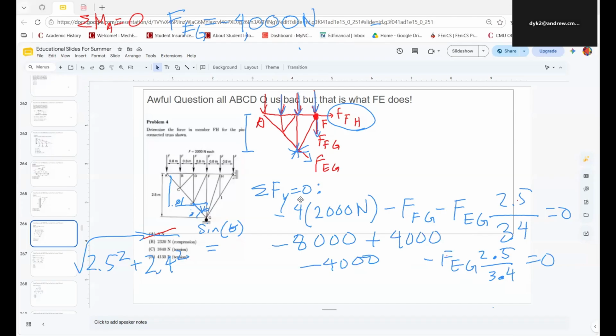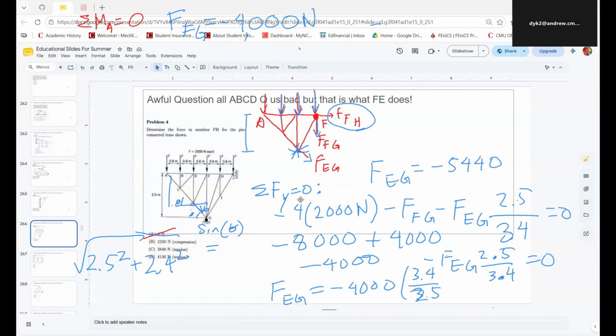So negative 4,000 multiplied by 3.4 divided by 2.5, sorry, equals FEG, basically. So 4,000 multiplied by negative 3.4 over 2.5 equals, so according to this, FEG equals negative 5,440.